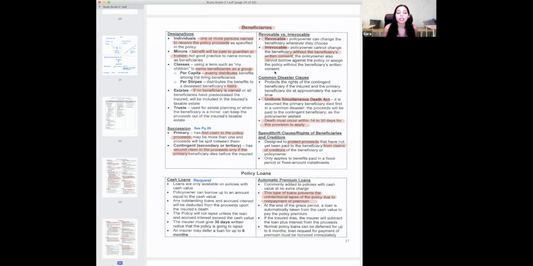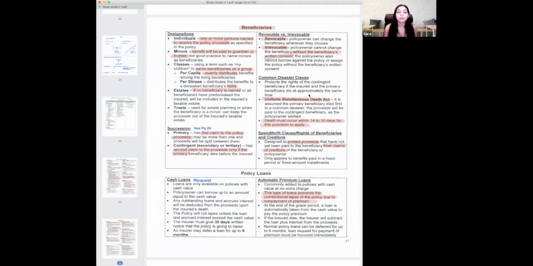So if you look in the second column where it says common disaster clause, the Uniform Simultaneous Death Act basically says if the primary and the insured die within 14 to 30 days of each other, the company, for the sake of the life insurance, is going to say that the primary died first, then the insured, so that the contingent could claim the death benefit.